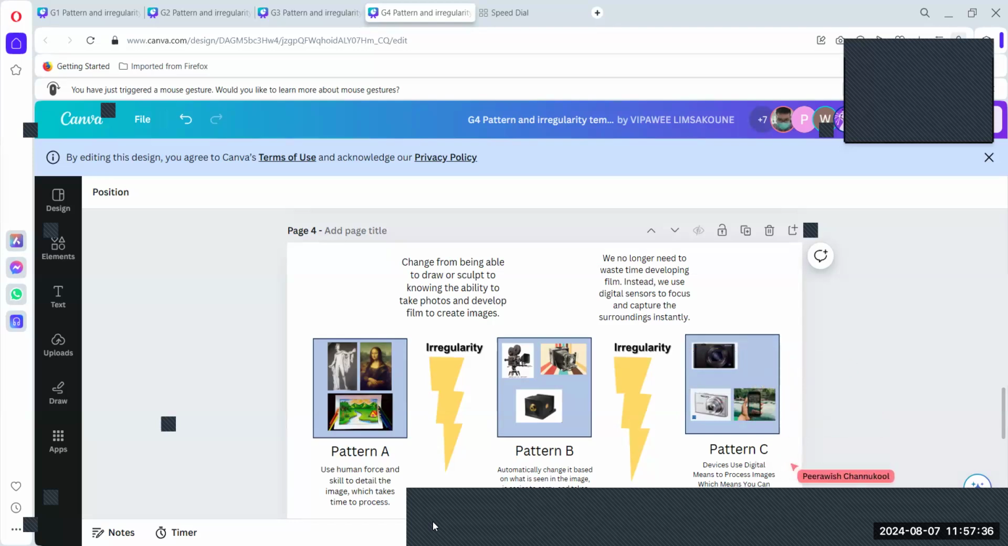And the final result would be pattern C, which are digital cameras to this day. The device uses digital means to process images, which means you can get photos immediately. Moreover, the devices are so small that they're convenient to use. That's all.